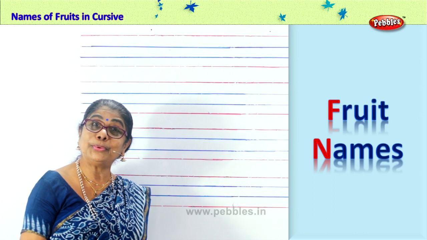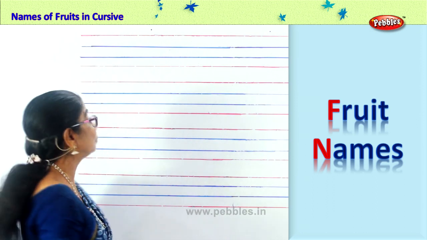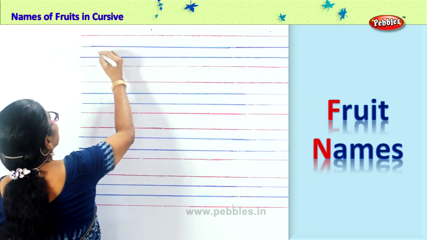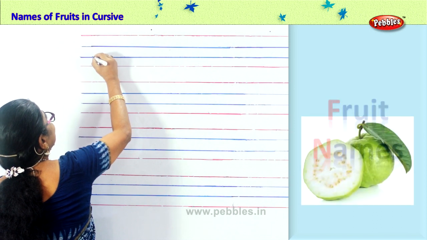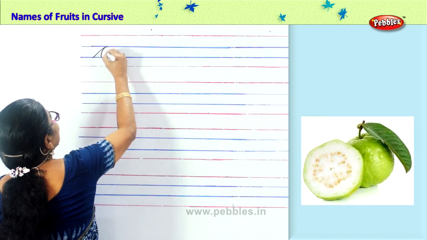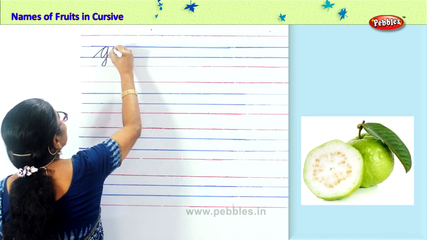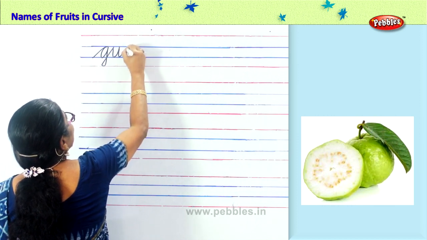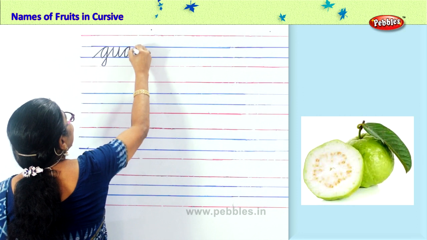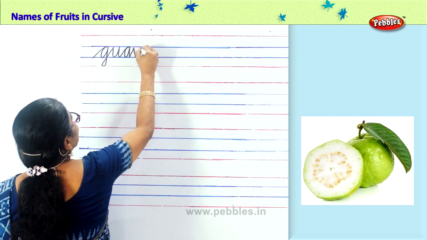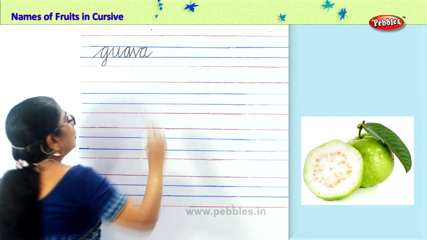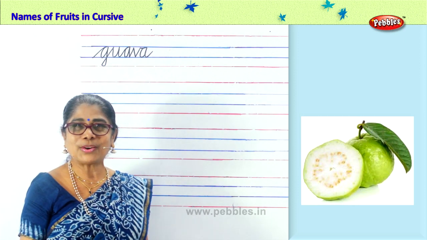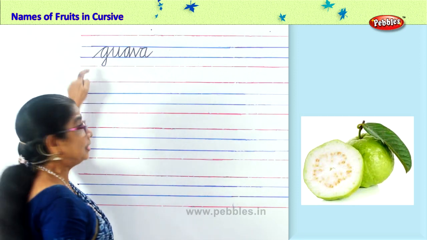Okay, let's write some more names of fruits. Alright? Look. Now we'll write guava. G, U, A, V, A. Guava. You like guava? Raw or ripe? Let's write the G capital.